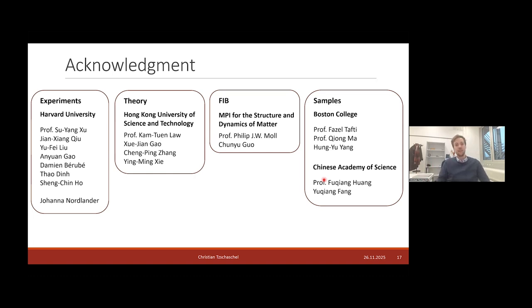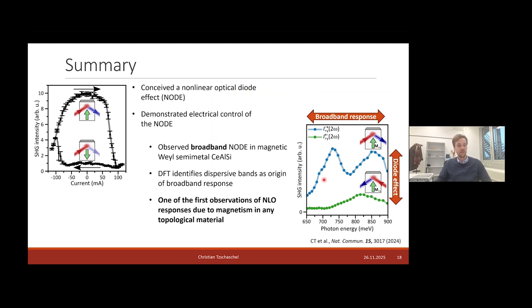And with that, I'd like to summarize. In this presentation, I presented a nonlinear optical diode effect as a nonlinear optical response that one can observe. And we verified that it does indeed exist. We demonstrated that we can electrically control the diode effect by passing a current through the material.